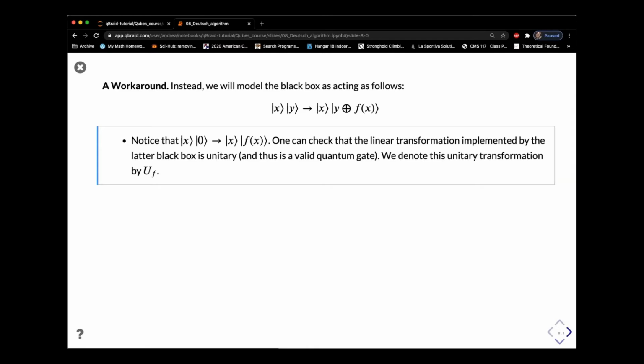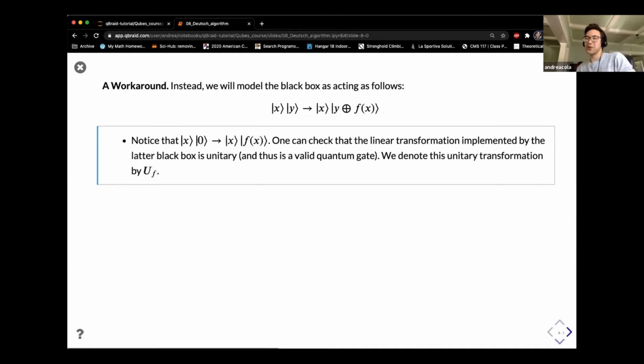Andrea, this is Lorraine. So let me see if I got this. We're saying that the wave function x tensor product with wave function y maps to x tensor product with y exclusive or the function of x? Yes. Okay. And why do we say that?